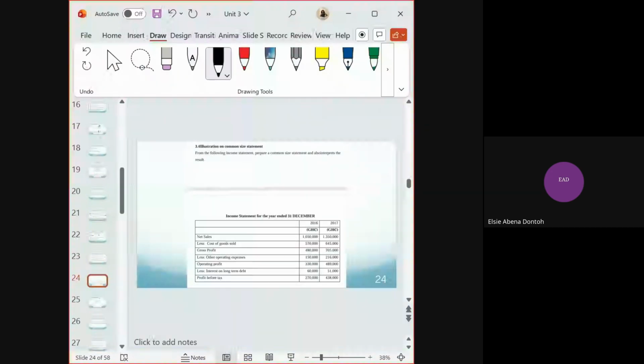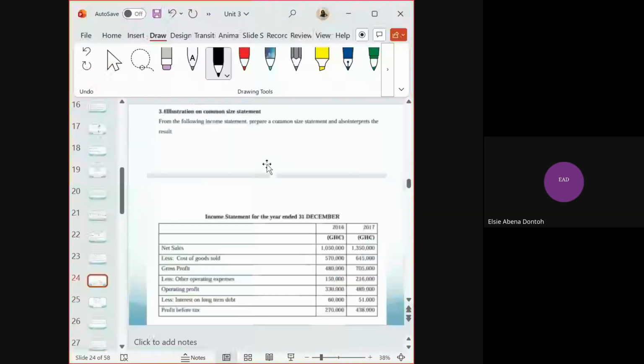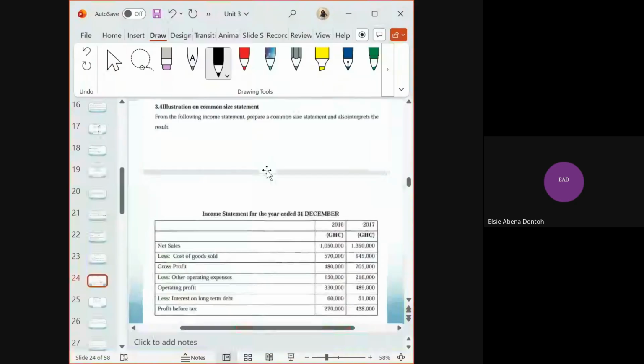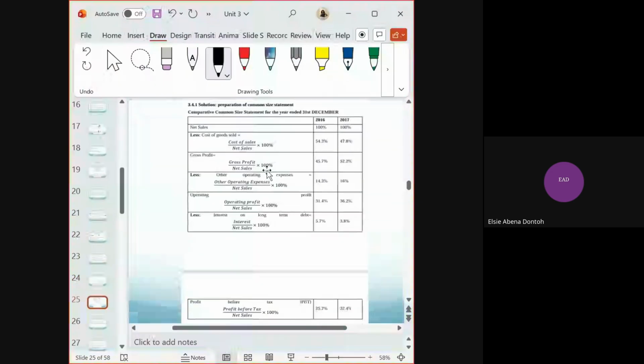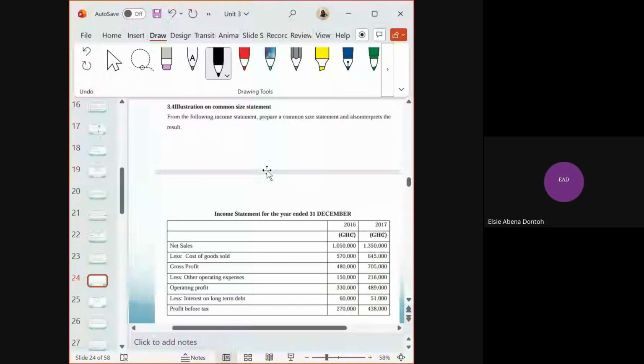So we have another illustration here. Illustration of common size analysis. Which company is this? From the following income statement, prepare a common size statement and also interpret the result. So here in the income statement, we have net sales, cost of goods sold, other operating expenses, operating profits, interest on long-term debt, and profits before tax.